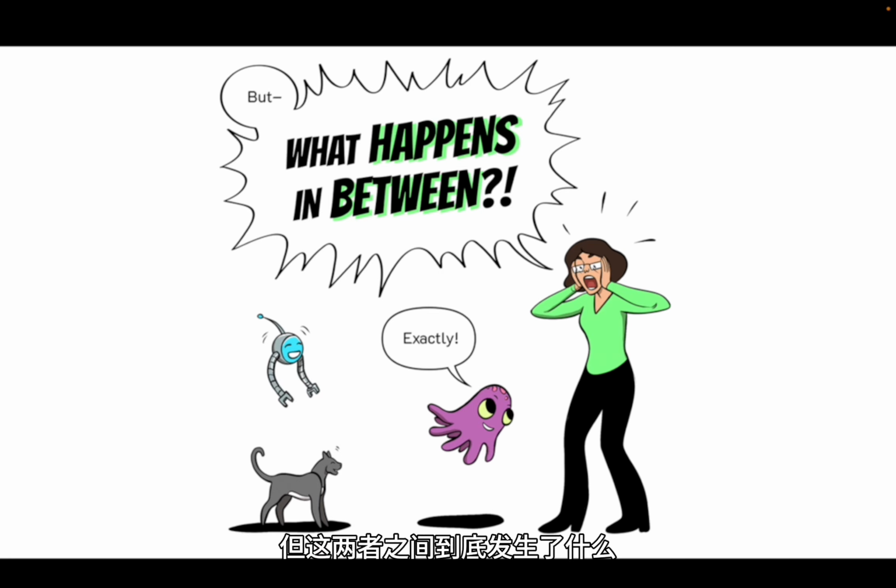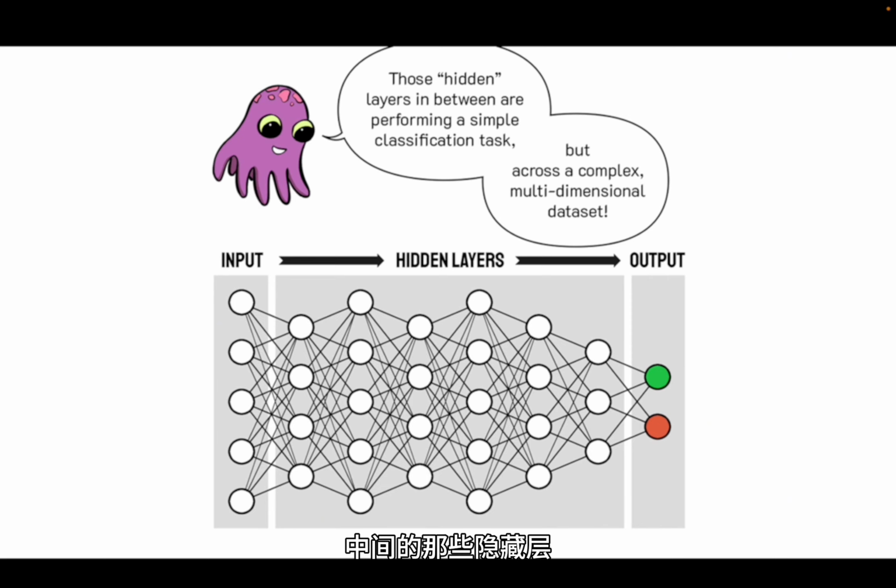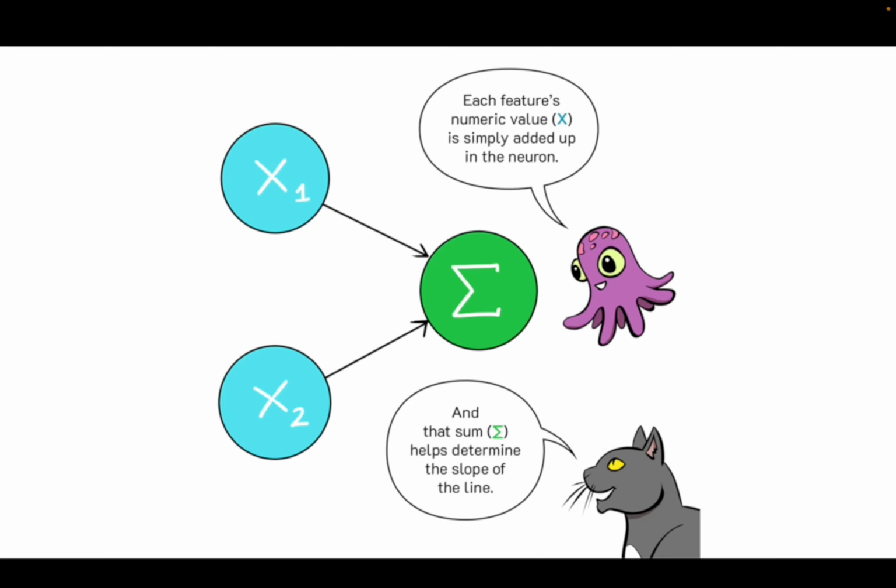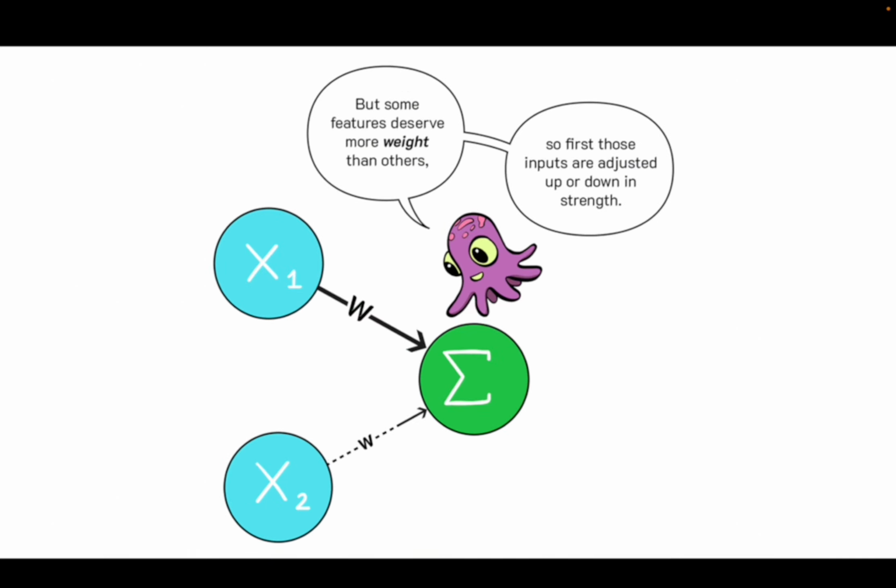But what happens in between? Exactly. Those hidden layers in between are performing a simple classification task, but across a complex, multidimensional data set. Each feature's numeric value, x, is simply added up in the neuron. And that sum helps determine the slope of the line. But some features deserve more weight than others, so first those inputs are adjusted up or down in strength.